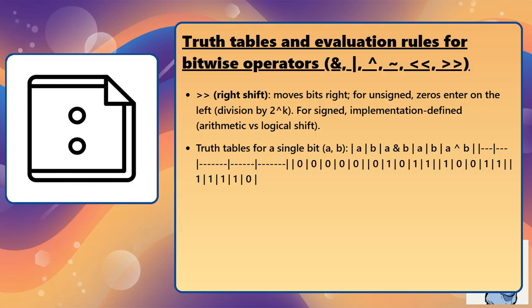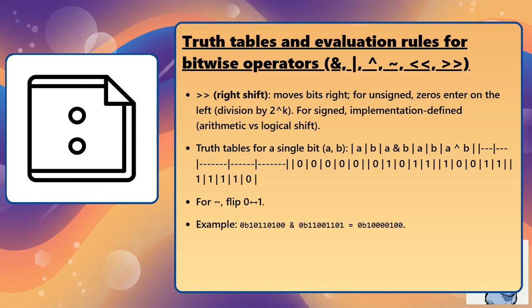Truth tables for a single bit A and B. When A is 0 and B is 0, A and B is 0, A or B is 0, A XOR B is 0. When A is 0 and B is 1, A and B is 0, A or B is 1, A XOR B is 1. When A is 1 and B is 0, A and B is 0, A or B is 1, A XOR B is 1. When A is 1 and B is 1, A and B is 1, A or B is 1, A XOR B is 0. For tilde, flip 0 to 1 and 1 to 0.